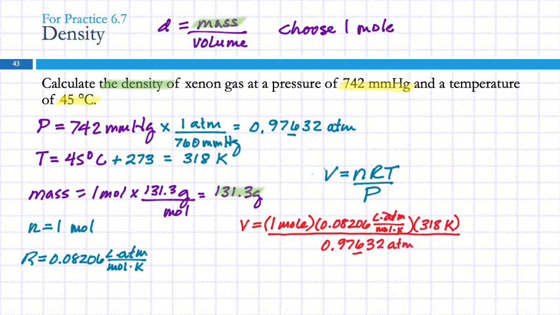So again, we're going to have a bunch of units canceling out. So we'll end up with a volume in liters. 0.08206 times 318 divided by 0.97. 632. 26.728 liters. Oops, that's not what I wanted.